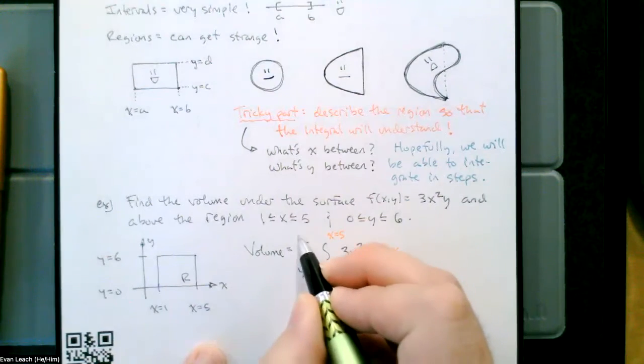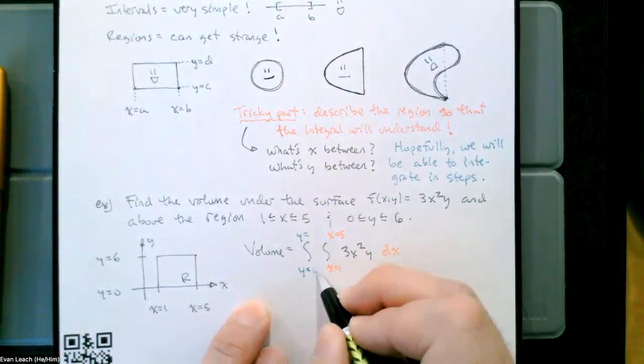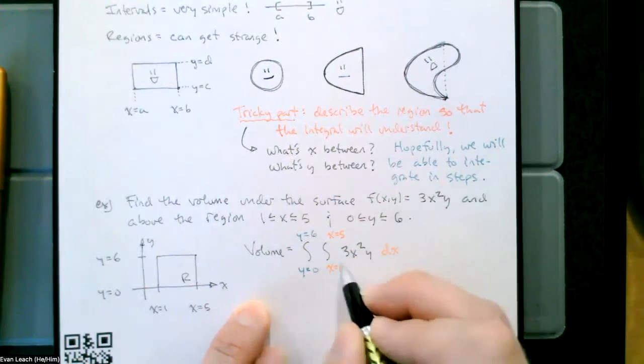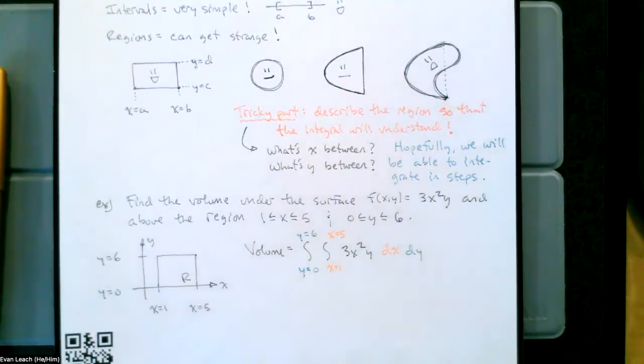I'm just going to answer the other question. What's y between? What does y start at? 0. And what does y end at? And so that's going to be my second integral. Notice that the integral and the dx are acting like parentheses. They're acting like a grouping symbol.